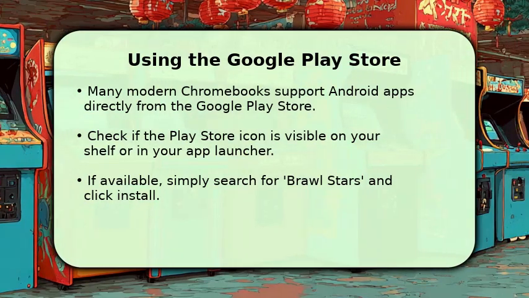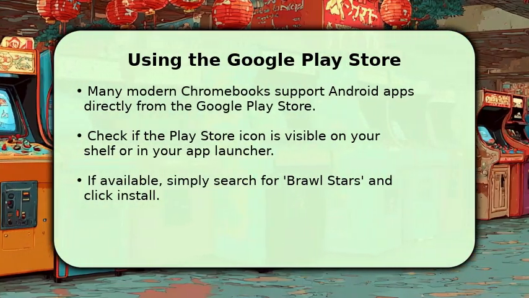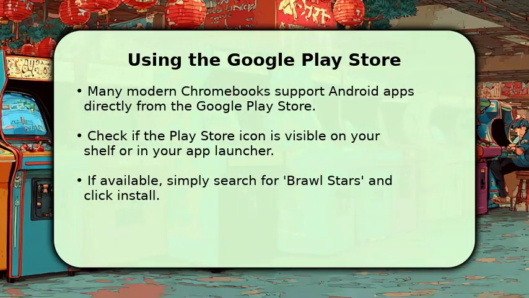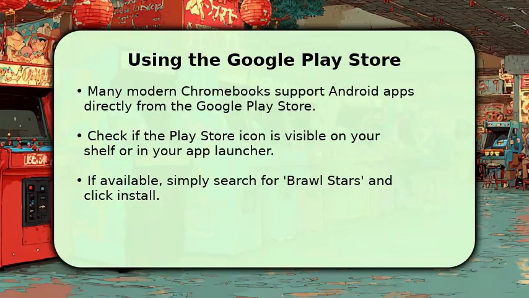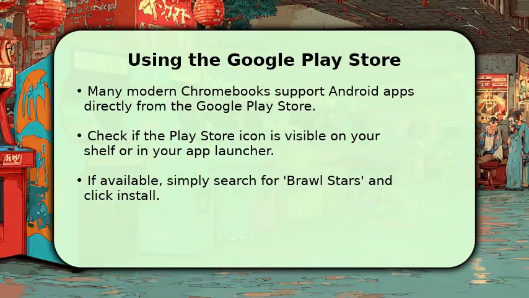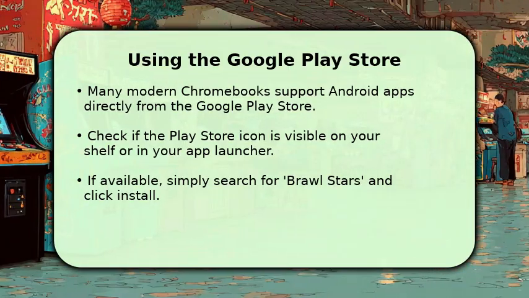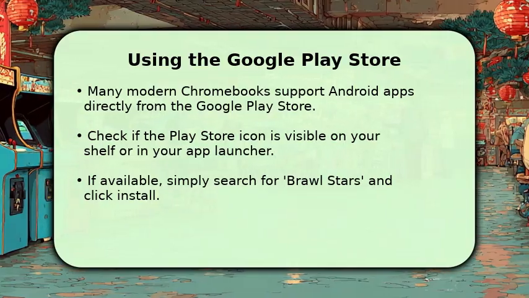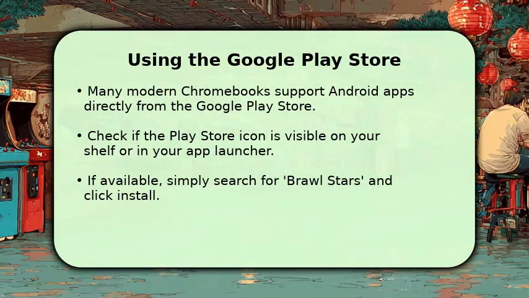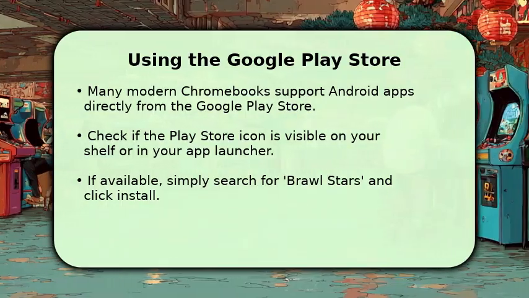The easiest way to get Brawl Stars on your Chromebook is through the Google Play Store, if it is enabled. Most newer Chromebooks, especially those from the last 3 or 4 years, have native support for Android applications. Look for the Play Store icon in your app launcher or shelf. If you find it, simply open the store, search for Brawl Stars, and click the Install button. This direct approach offers the best performance and integration, assuming your school has not blocked it entirely.